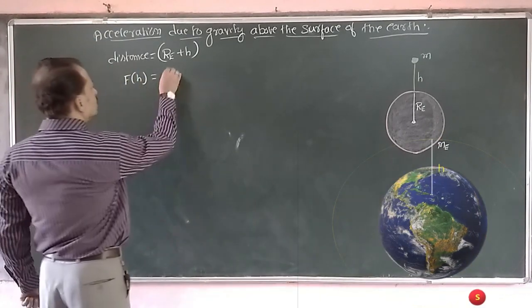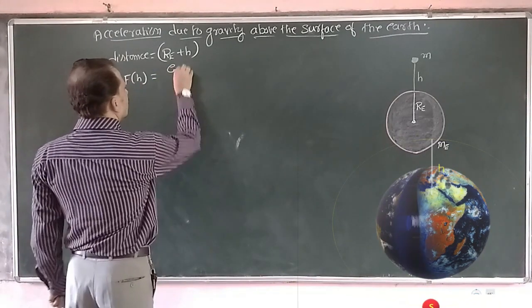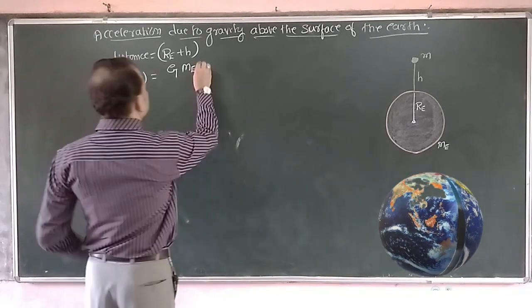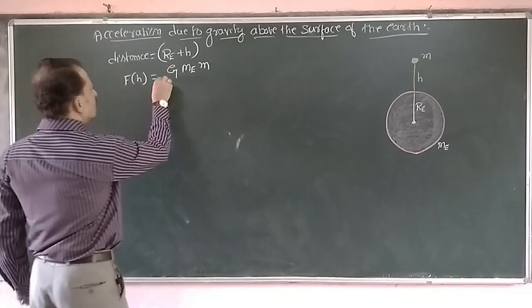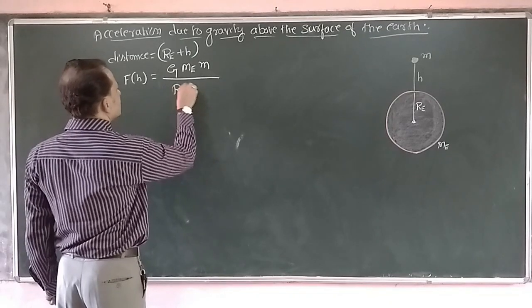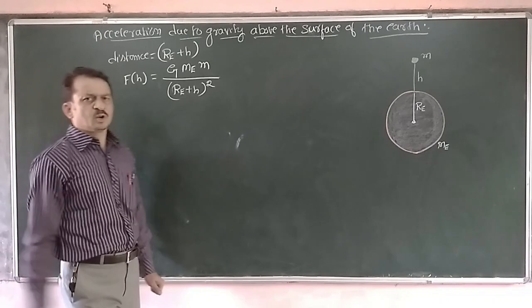So it is equal to, we know that, the gravitational constant capital G, m1 which is nothing but the mass of the earth, m2 which is nothing but the mass of the point object, divided by the square of the distance of separation, which is RE plus h whole square. That is a well known equation.